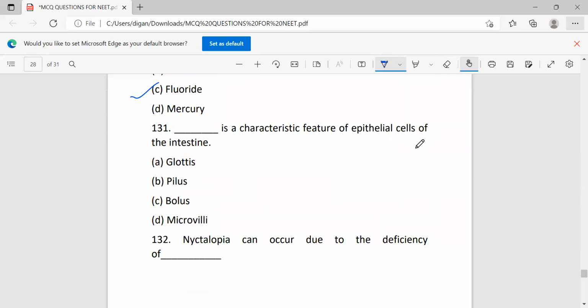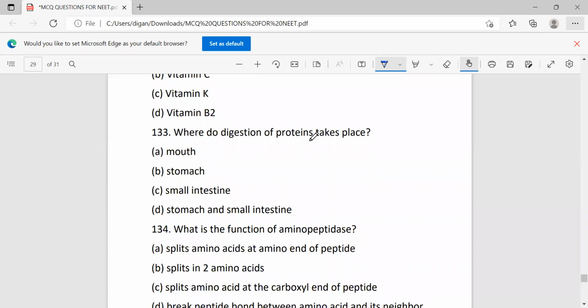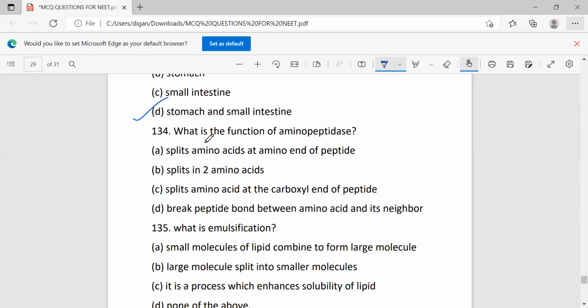Dash is a characteristic feature of epithelial cell of intestine, and the correct option is option number D. Nyctalopia can occur due to the deficiency of 132. Correct option is vitamin A. Where does digestion of protein take place? 133. Correct option is D. For 134, what is the function of aminopeptidase? And the correct option is A. Split amino acid at amino end of the peptide.